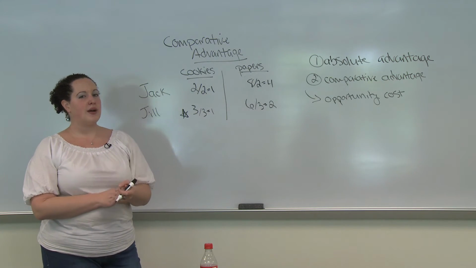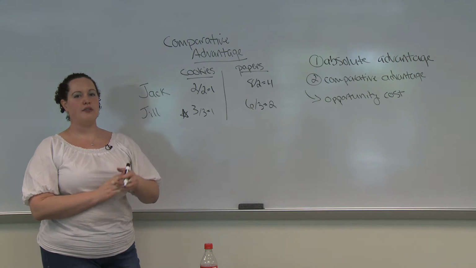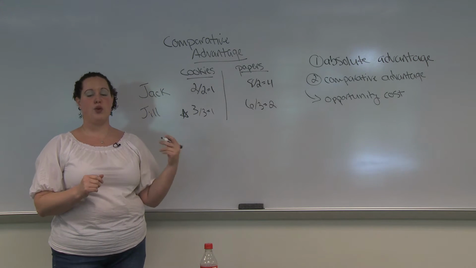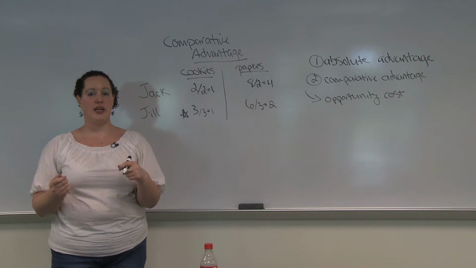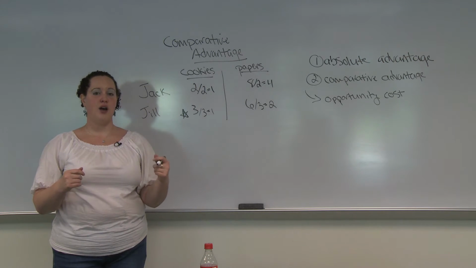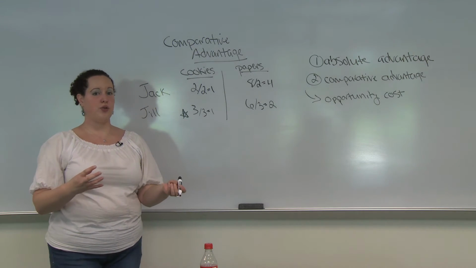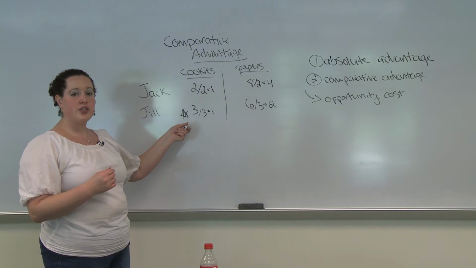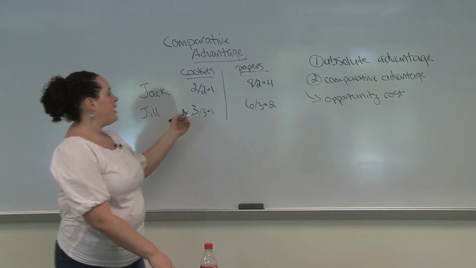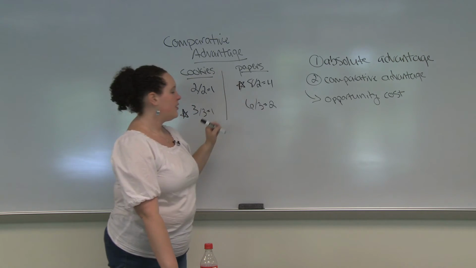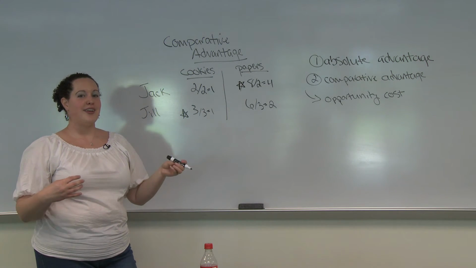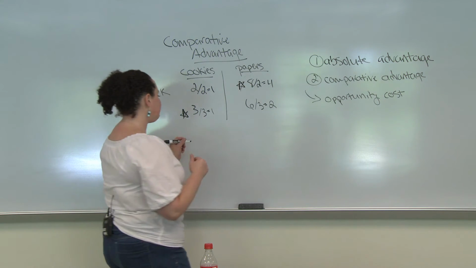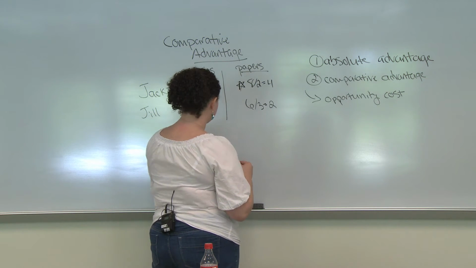So the nice thing about comparative advantage is that unlike absolute advantage, if you have a comparative advantage in one thing, you cannot have it in the other because you can't have a lower opportunity cost for both goods. So we know that Jill's comparative advantage is cookies, so we could just say Jack's has to be papers because Jill's is cookies. But that answer is probably not going to fly on a test, so let's go through and do this again and clean up the numbers a little bit.